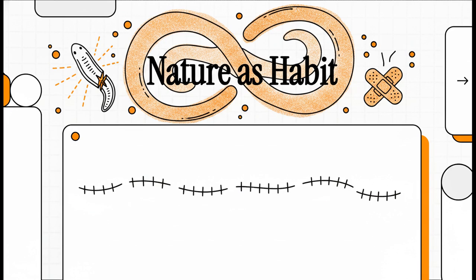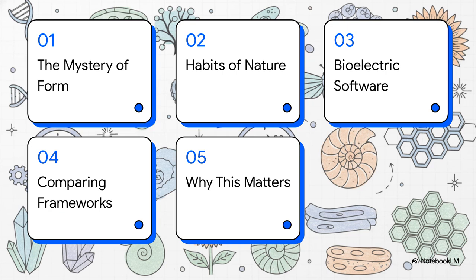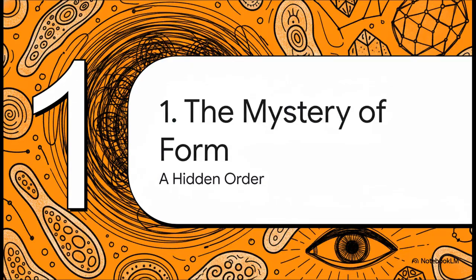And specifically, we're going to compare two major theories, Rupert Sheldrake's morphic resonance versus Michael Levin's bioelectric networks, to see which one actually offers a concrete, mechanistic explanation for how biological form persists. So here is our roadmap for this explainer. First up, the mystery of form. Then we'll unpack Sheldrake's habits of nature, move on to Levin's bioelectric software, compare those two frameworks directly, and finally wrap up with why this order matters to you. Let's get to it. Section 1.